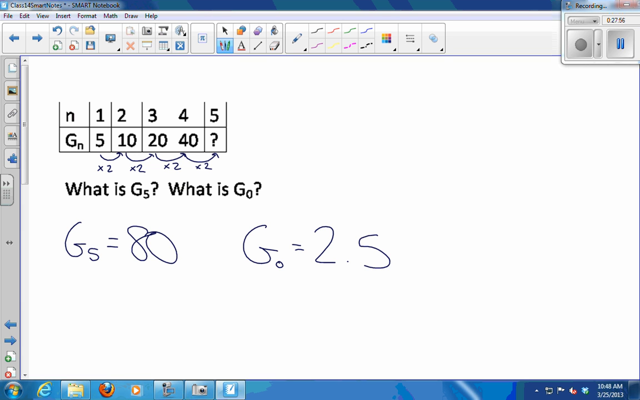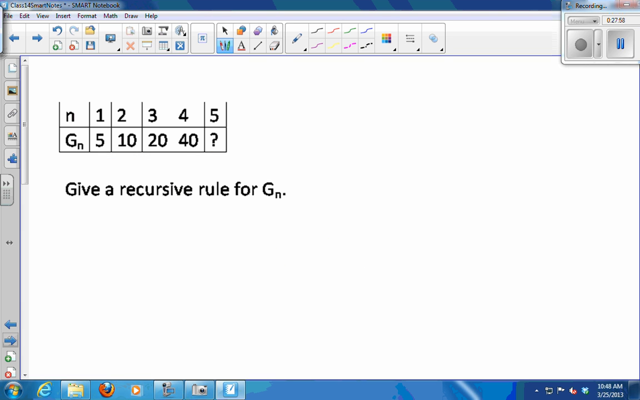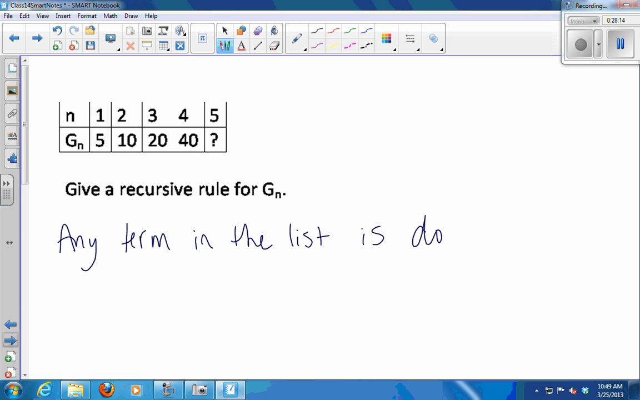All right, so we got G5 and G0. A recursive rule, right? So maybe it would help if we write it in English first. Any term in the list is double the term before it. So 40 is double 20, 20 is double 10, and 10 is double 5.